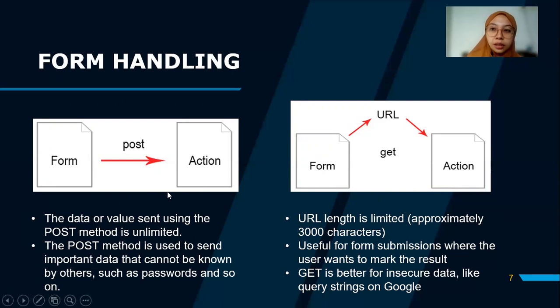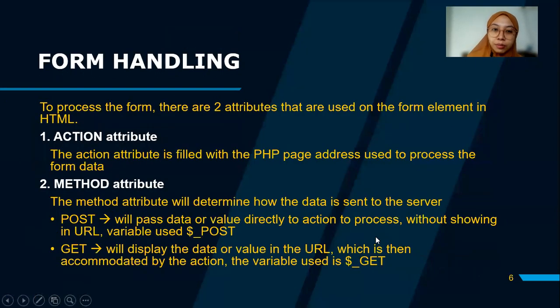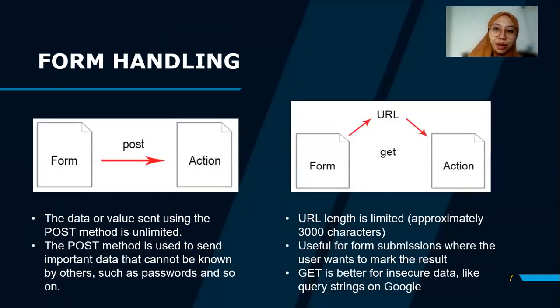And the other reason is that if we put data in the URL, it can be long. So for something like a long description like this, we don't need to use get, because it will make your URL so long.